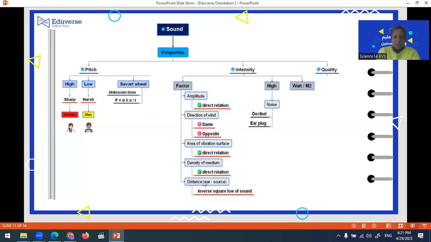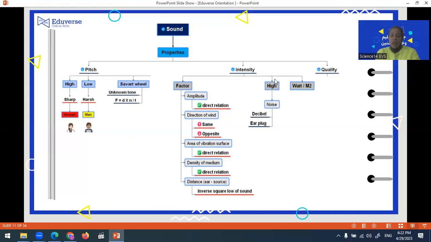Only between the sound intensity and the distance? No, between the sound intensity and the square of the distance. And from this very important factor, we can get the law which we call the inverse square law of sound. The inverse square law of sound. Okay.